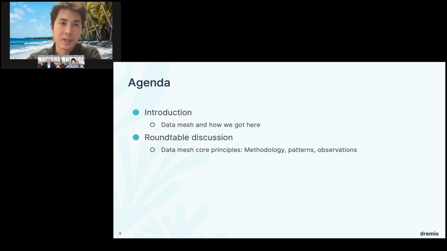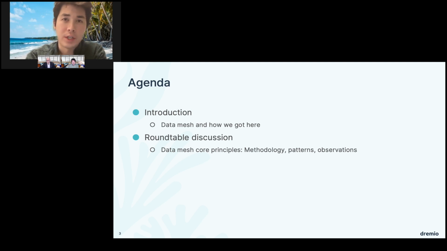In today's discussion, pragmatic approach to data mesh, we're going to split the discussion into two parts. In the first part of the discussion, we're going to level set and talk about data mesh and how we got here. So starting off with the problems with legacy existing data architectures and how data mesh solves that.